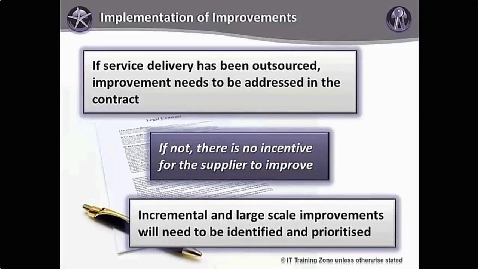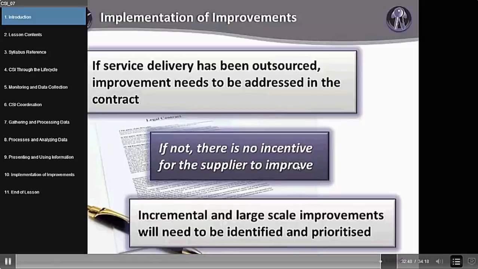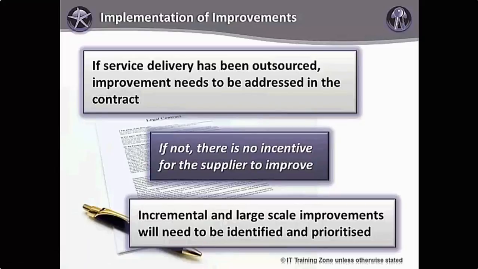If an organization is outsourcing service delivery to a third party, the issue of service improvement needs to be discussed at the outset and budgeted for in the contract. Without this, there is no incentive during the lifetime of the contract for the supplier to improve performance. There may be incremental improvement or large-scale improvement activities within each stage of the service lifecycle. One of the activities IT management have to address is prioritization of these service improvement opportunities.